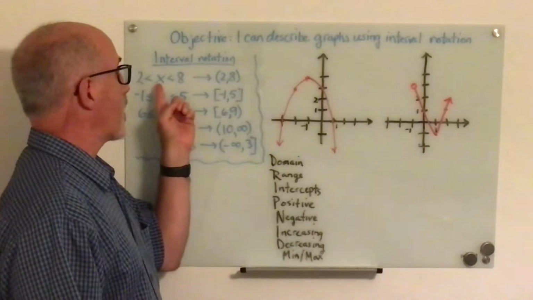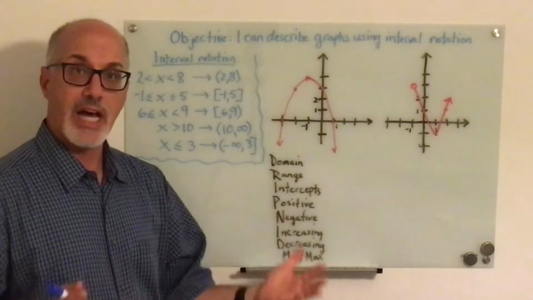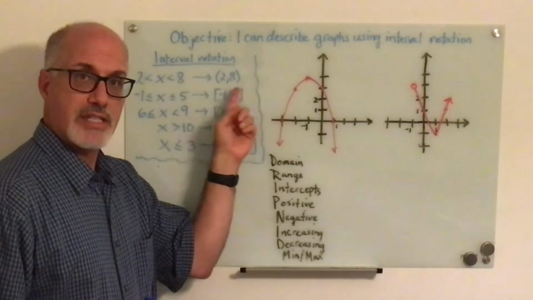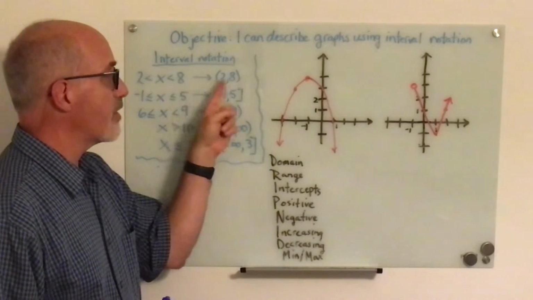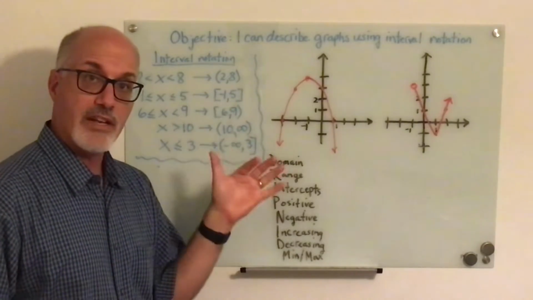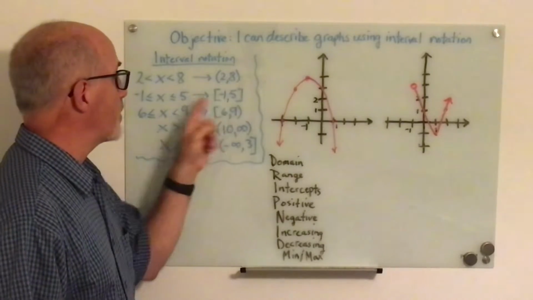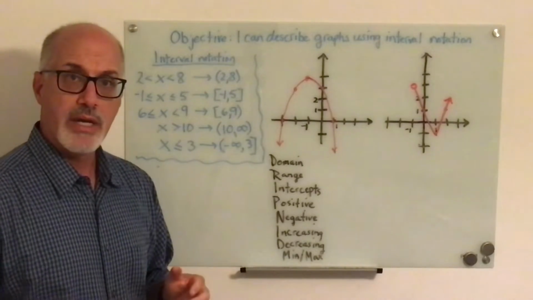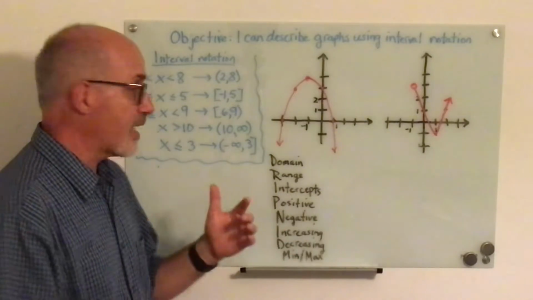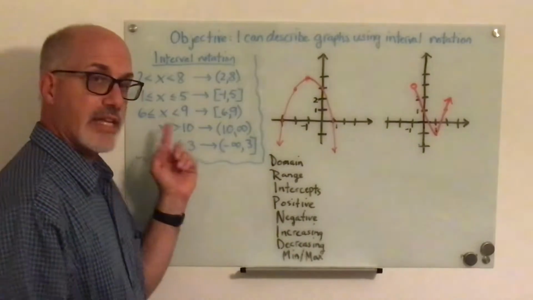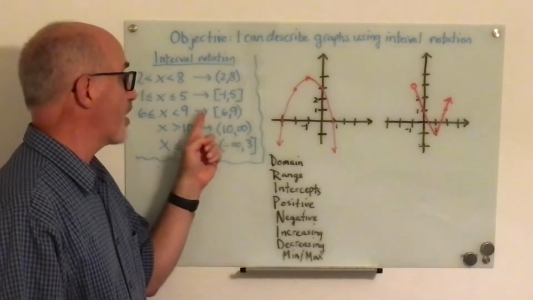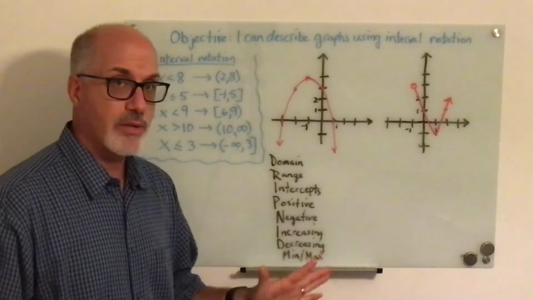So if we're talking about all the numbers between 2 and 8, not including 2 and 8, you put the parentheses on it. So this means all x values between 2 and 8. Now this means all x values between -1 and 5, but it includes them, like the or-equal-to inequalities. If you have one that has it and one that doesn't, so 6 and 9, this one has the or equal to on it. This is all the numbers between 6 and 9, including 6, but not including 9.